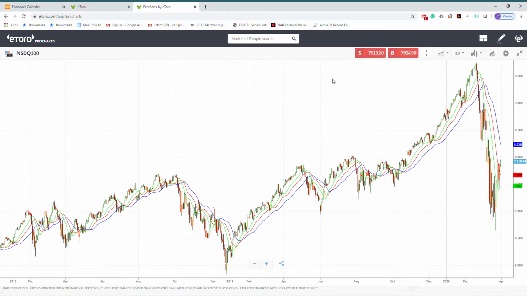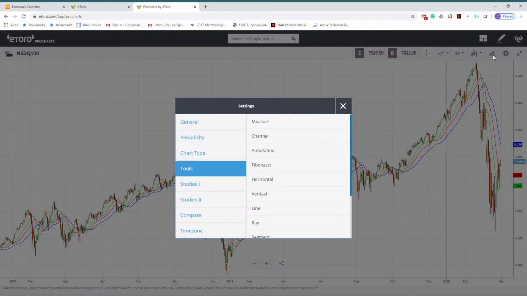Hello everyone, let's talk about ATR or average true range. The ATR indicator is a tool used in technical analysis to measure volatility, to see if a market is volatile at the moment or it's not. So let me add the ATR to this chart.